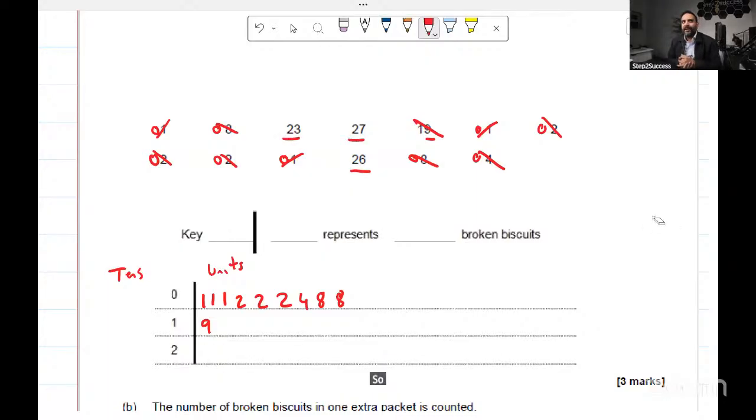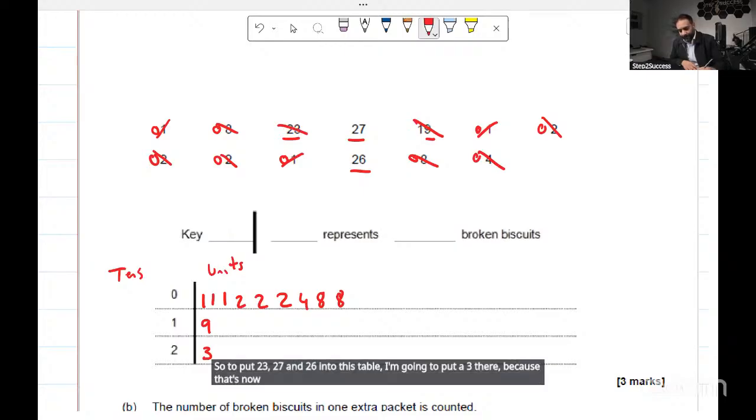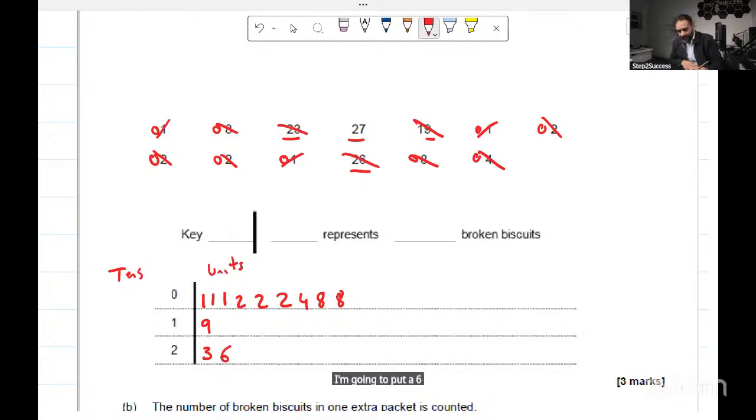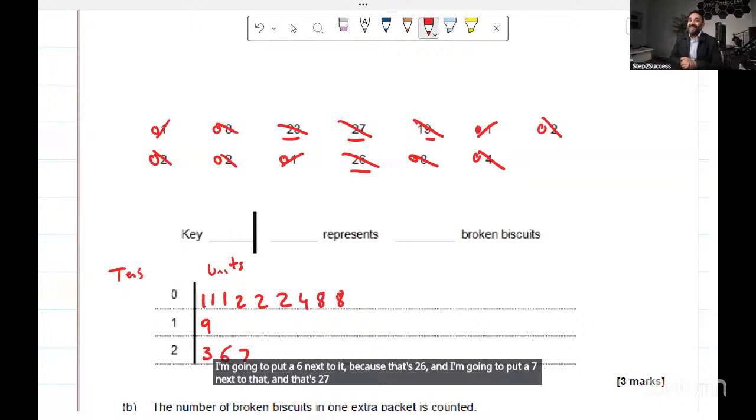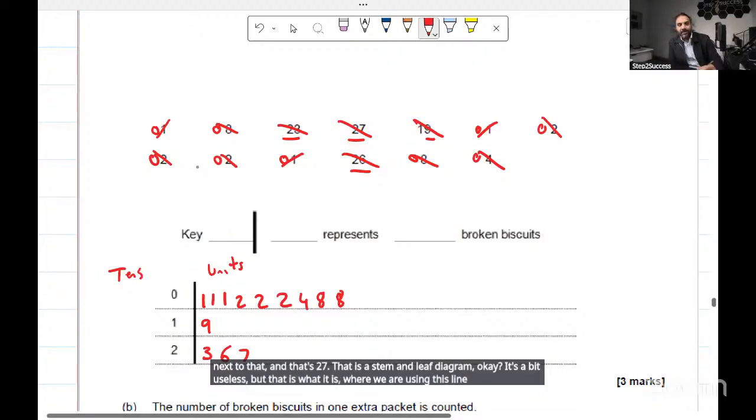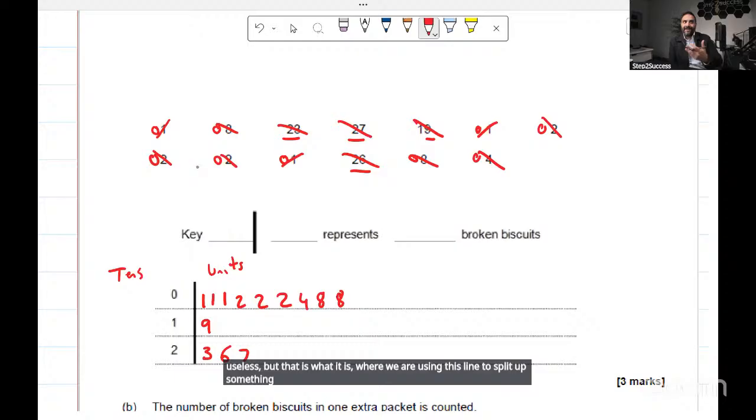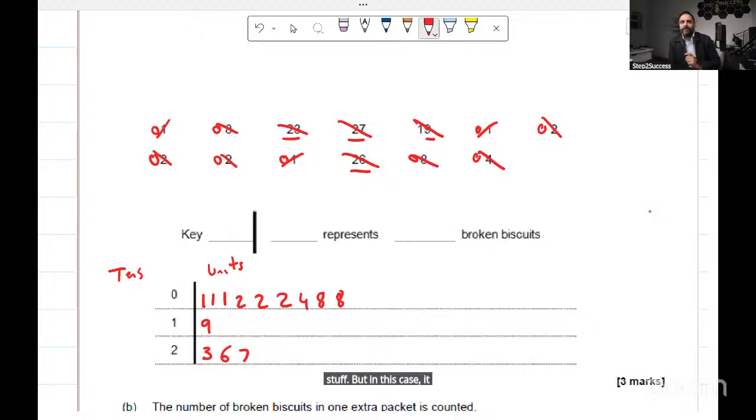To put 23, 27, and 26 into this table, I'm going to put a 3 there because that's now 23. I'm going to put a 6 next to it because that's 26, and a 7 next to that, and that's 27. That is a stem and leaf diagram. It's a bit useless, but that is what it is, where we are using this line to split up something. In this case, tens and units. In other cases, it could have been hundreds, but here it is tens and units because that's what the numbers are.